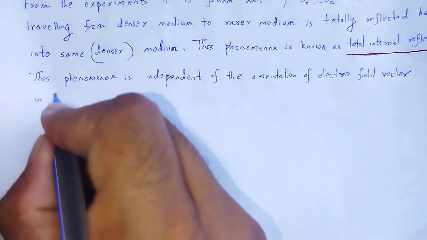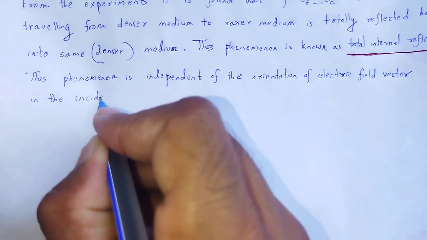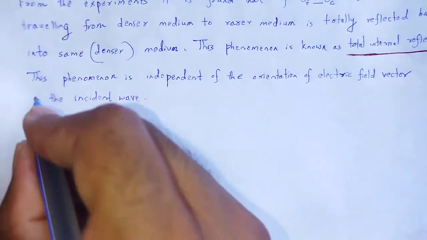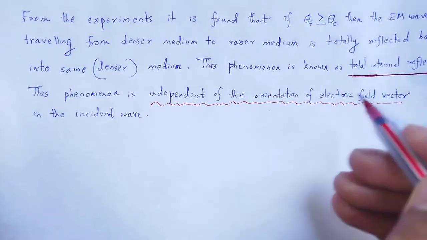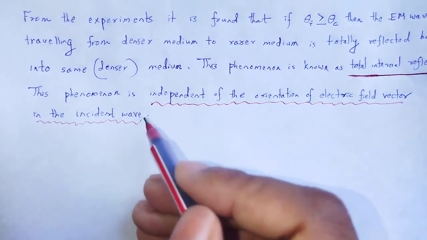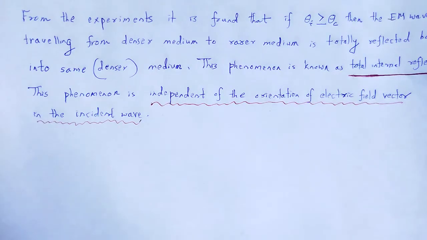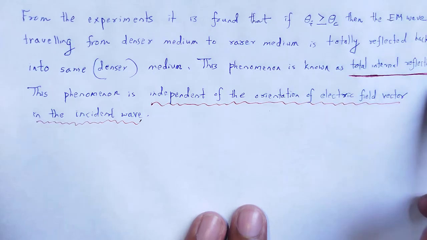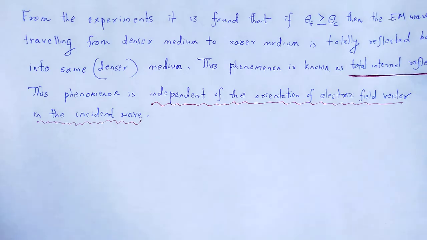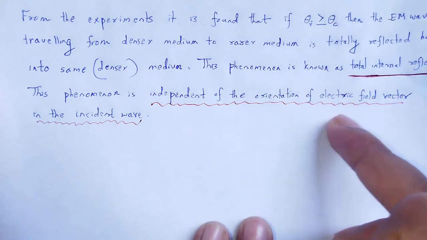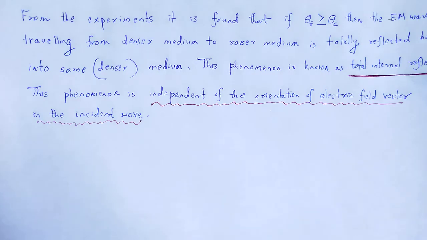In the incident wave, the electric field vector is either perpendicular to the plane of incidence or parallel to the plane of incidence, but there will be no such change to total internal reflection. This means total internal reflection is independent of the orientation of the electric field vector. This is the phenomenon of total internal reflection.